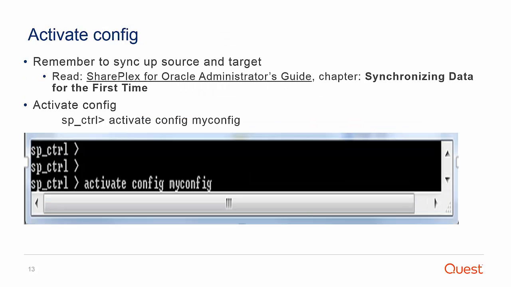Once the config file is complete, replication can be started. Please refer to the SharePlex Admin Guide chapter Synchronizing Data for the first time for instructions on how to bring your source and target data in sync. To start the replication, activate config from SP control by issuing activate config followed by the name of your config file.